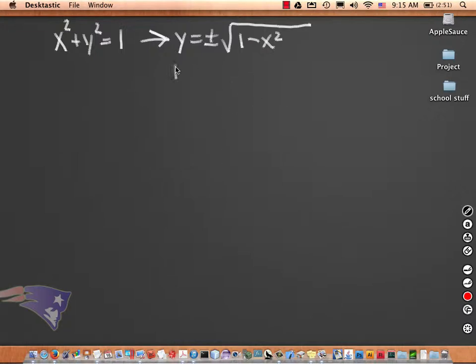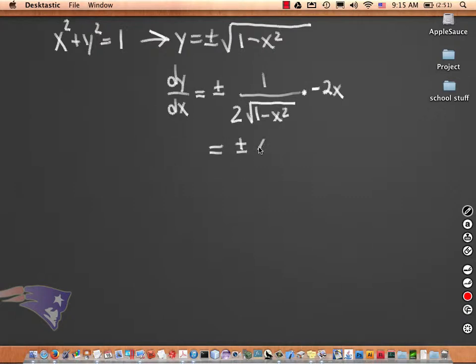Okay. So that means that dy dx would equal plus and minus 1/2 square root of 1 minus x squared times negative 2x. Reduce the 2's, so plus and minus x over the square root of 1 minus x squared becomes the derivative.